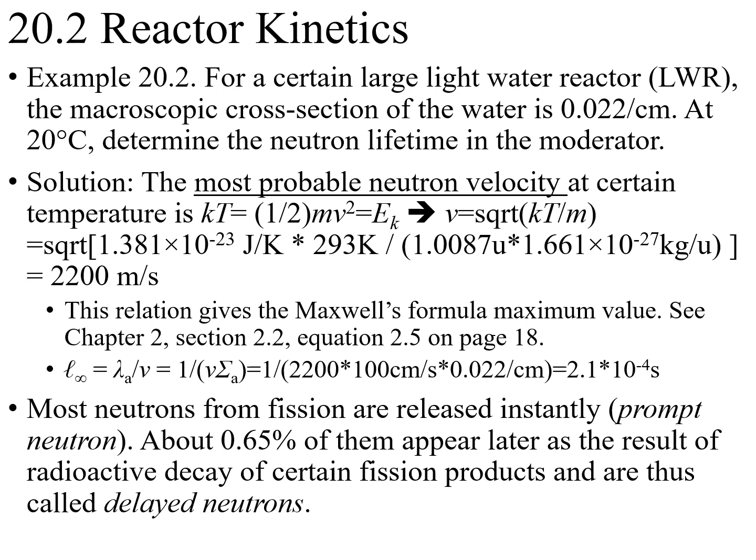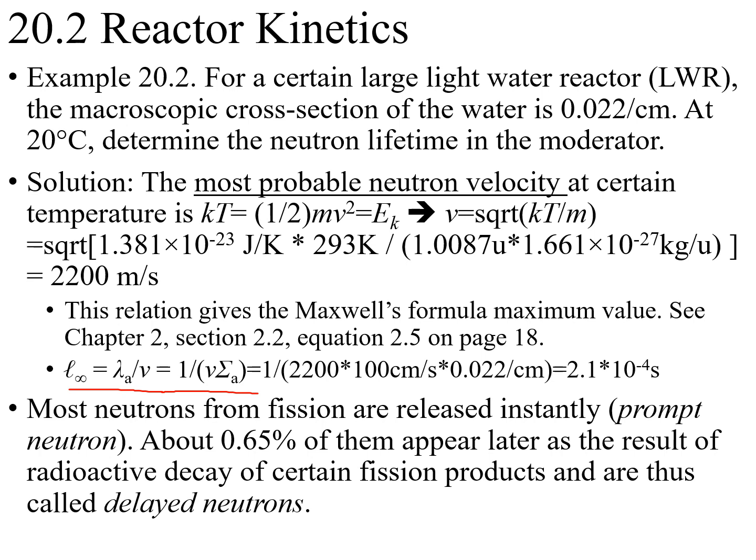From the previous equation shown here, we know that to calculate this L infinity, we need to know the velocity and also sigma A. The problem already gave us sigma A, and the next step is to calculate the velocity. In nuclear engineering, the temperature and the velocity are related in this way. If we know the temperature, we are going to calculate the most probable neutron velocity.